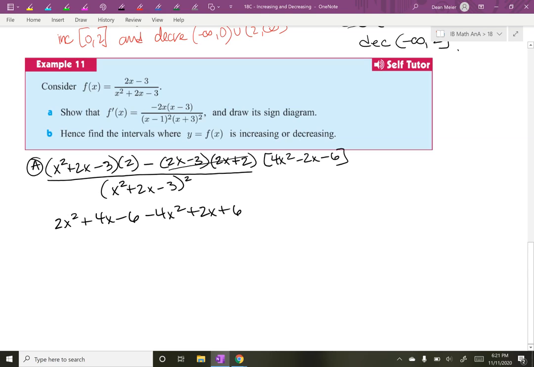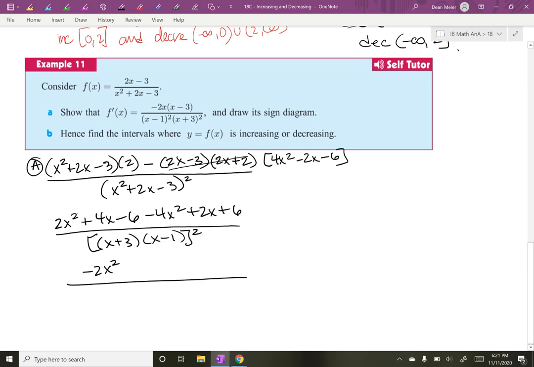And now I can see, over, what is this? If I look at their answer, it looks like it was factored. Does it factor to 3 and negative 1? It would factor to x plus 3 times x minus 1, right? That does FOIL out to that, and that whole thing is squared. So that looks pretty good. Negative 2x squared. What do I have? A 6x. And those are gone. And so over x plus 3 squared, x minus 1 squared.